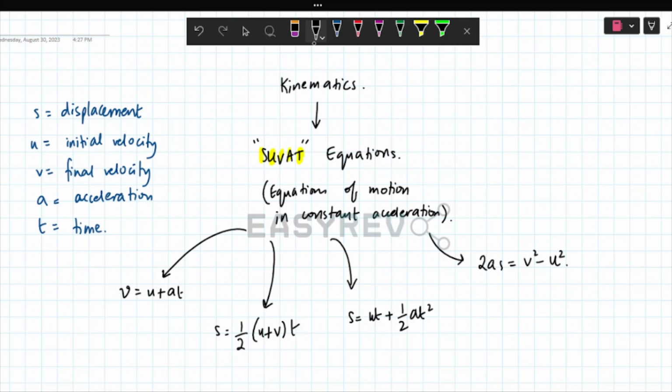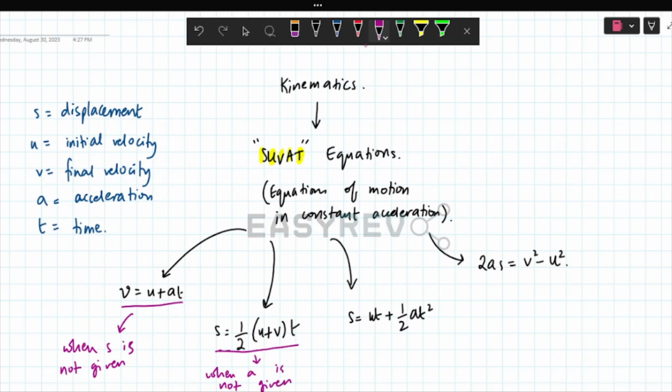To avoid confusion, it helps to separate each of these equations based on what letter they're missing. So if you notice, the first equation doesn't contain displacement S. So the first equation V equals U plus AT you can use when displacement is not given. Similarly, in this second equation, we don't see acceleration A appear. And so this equation we can use when acceleration is not given in the question.